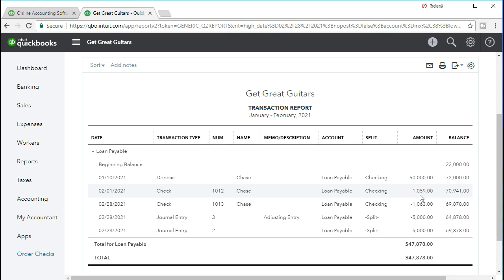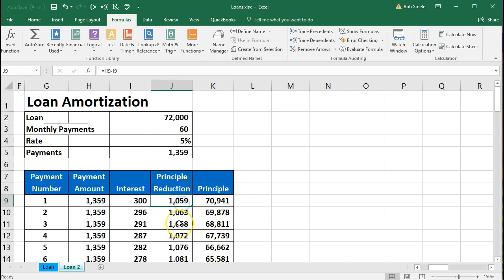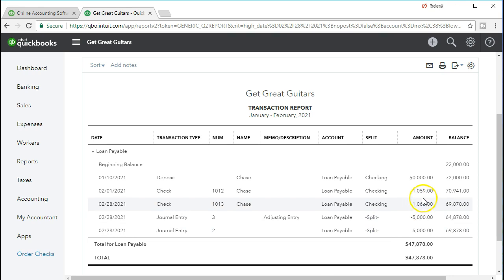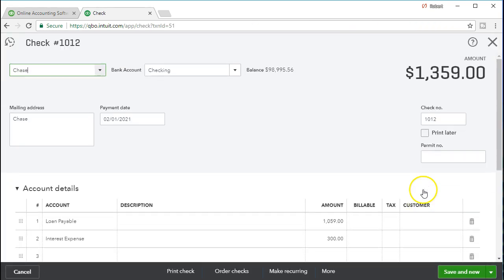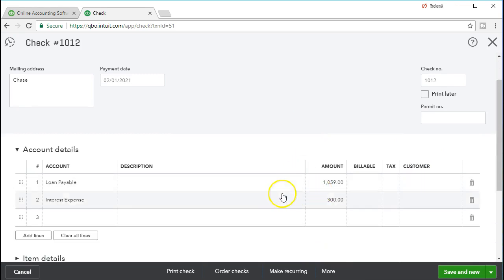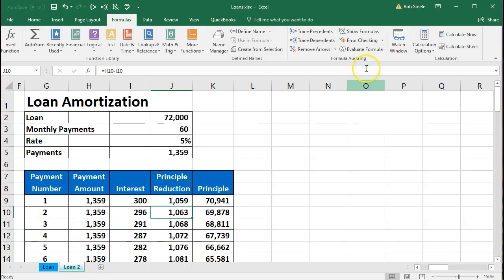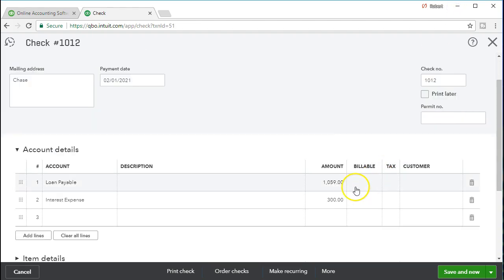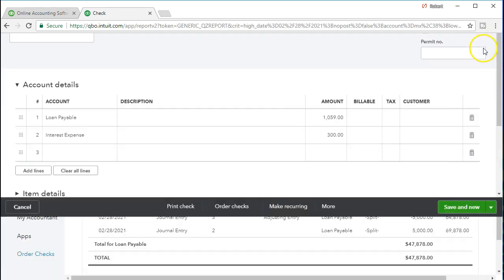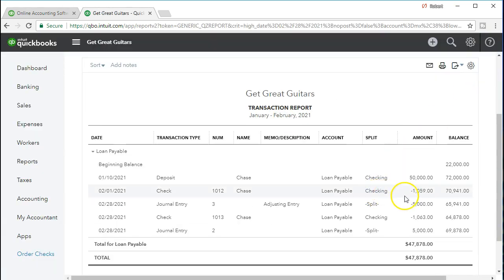If this was not correct, which ours looks correct. See, this was broken out to the 1059 and the 1063. So that's 1059, 1063. If we click on that and look at the payment, the actual payment was for $1,359, and it was broken out between interest and principal. So in this case, we did it right during the payment portion. So I closed that back out.